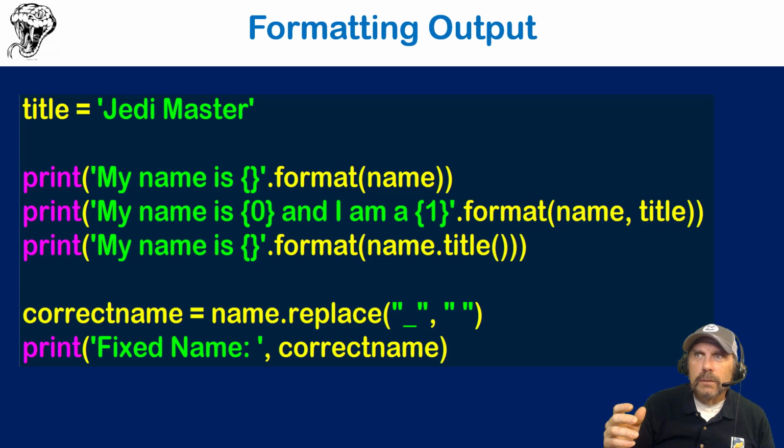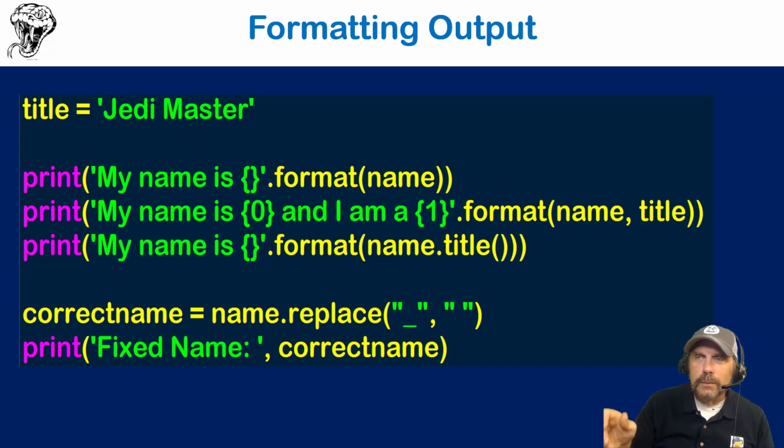Could be any number of variables, and I want to be able to substitute those in. In some languages, you start to try to do things to stick them together. It's kind of not fun. But this is nice. I can say my name is, and then braces 0, and I am braces 1, and you can see that in the same order, we're going to be formatting name under 0 and title under 1.